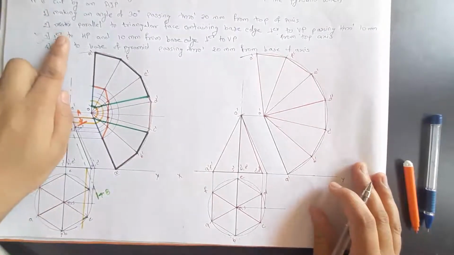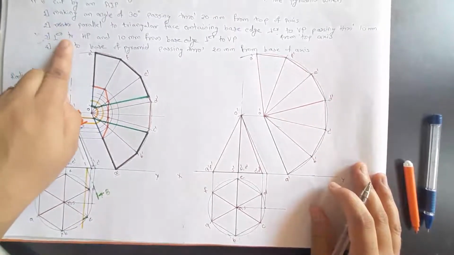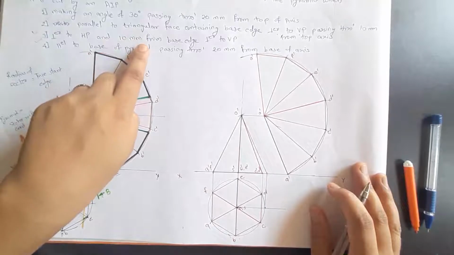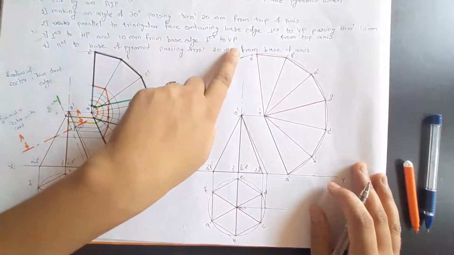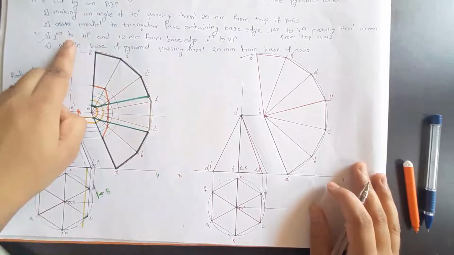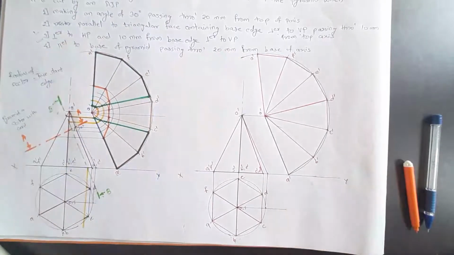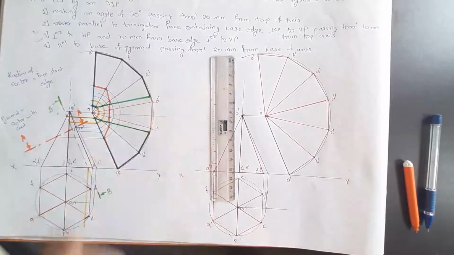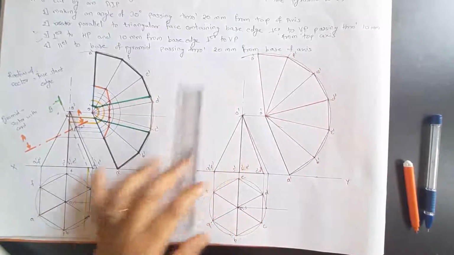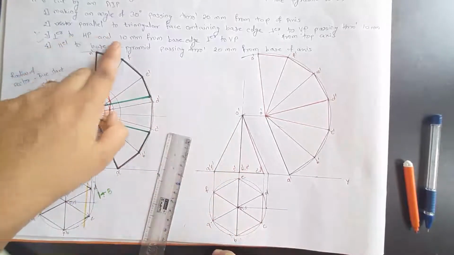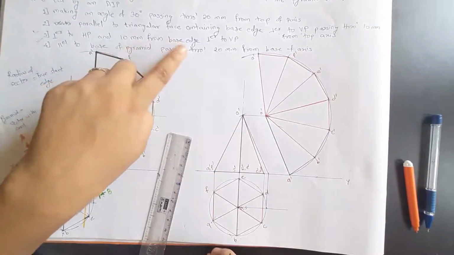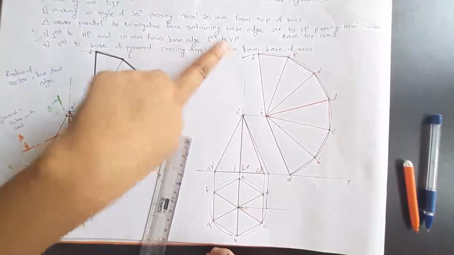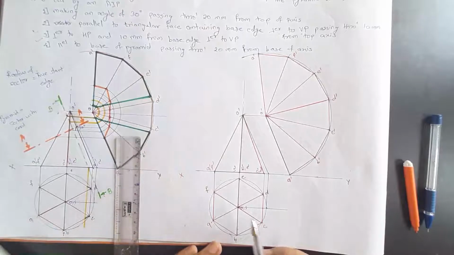Now the cutting plane. This pyramid is cut by a cutting plane perpendicular to HP and 10 mm from the base edge perpendicular to VP. Okay, so what is given? That AIP is perpendicular to HP. Perpendicular to HP means it will be perpendicular to this XY line, that means simply a 90-degree angle. So the 90-degree angle is given and it is 10 mm from the base edge perpendicular to VP.